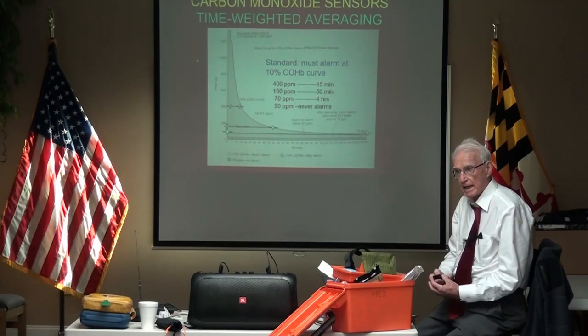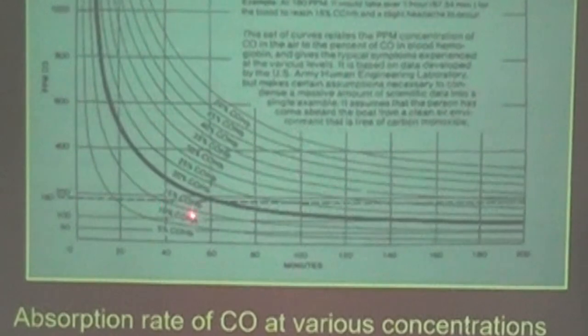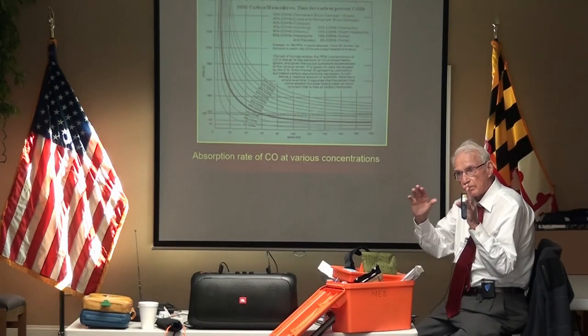Now that monitor, the industry requires that they alarm at the 10% carboxyhemoglobin level. And this is the curve, the 10% curve. By law, if you buy a carbon monoxide monitor at a hardware store for your home, not for your boat, but for your home, it has to alarm at 10% carboxyhemoglobin. Is 10% harmful? Well, no. If you go back to the previous curve, this 10% line goes out, out, out. This is 6 hours. And it never does reach the symptomatic level. But that's the industry standard, and we're going to live with that.